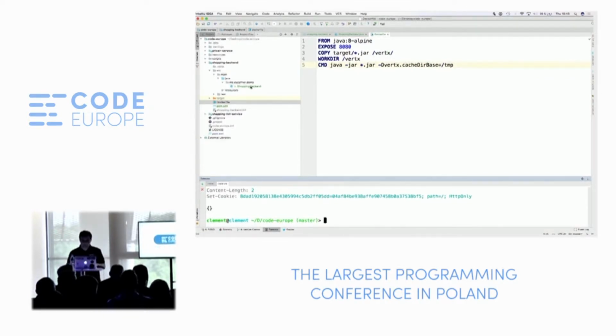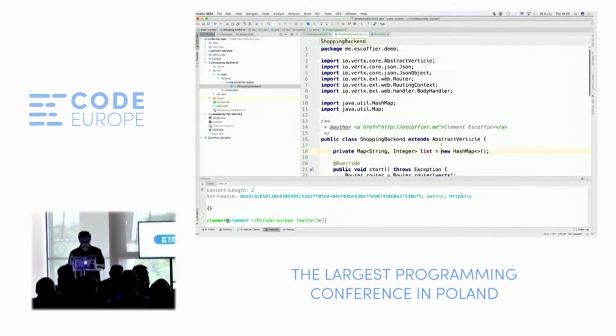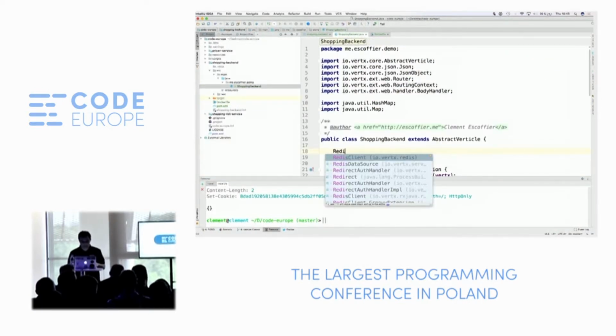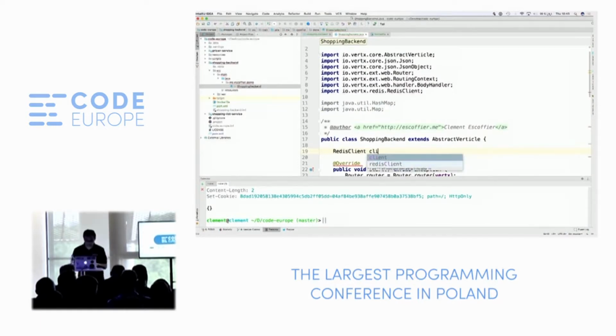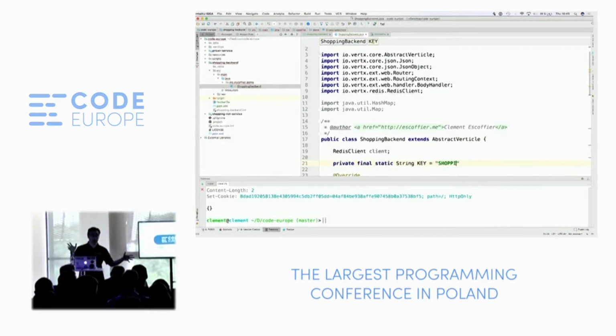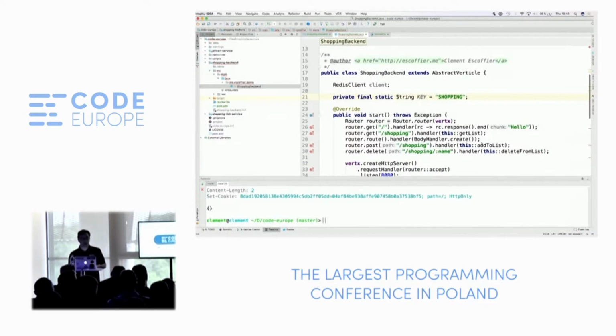So instead of my list, I want a Redis client. Let's call it client, yes. That is going to be my Redis client, and I will just create a static string key. It will be shopping. So Redis is a key value store. And as I'm not a Redis expert, my idea here is to say, okay, I will just use one key, and the value is going to be my shopping list. That's simple.